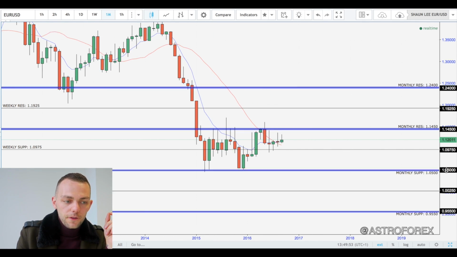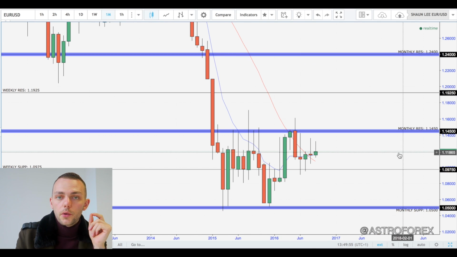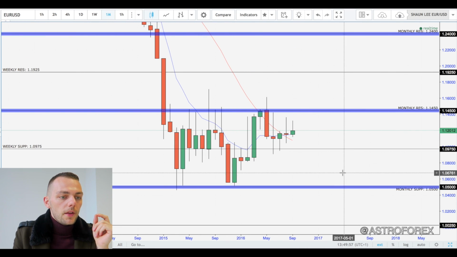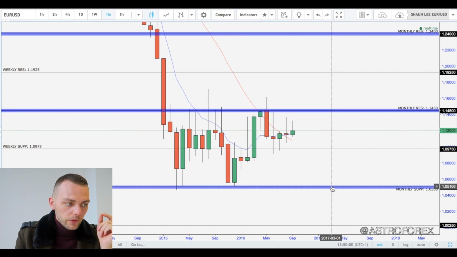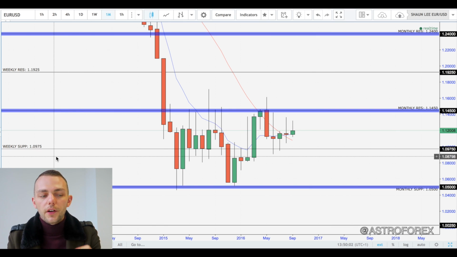However, I'm a little bit 50-50 on the EURUSD at the moment, and I'll tell you why. The zone of 950 pips, we also have the weekly area here, 1.0975.